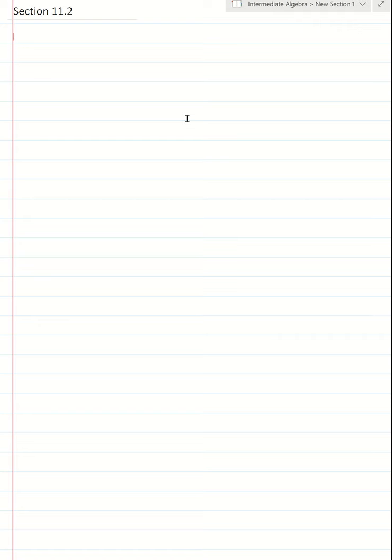Okay, for our next section, section 11.2, we're going to be looking at a new type of function. In 11.2, our focus will actually be what we call exponential functions. We have seen many different types of functions, and depending upon what you're doing with the variable x, that determines the nature of your function.